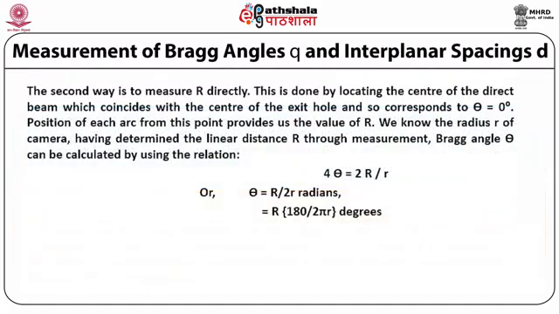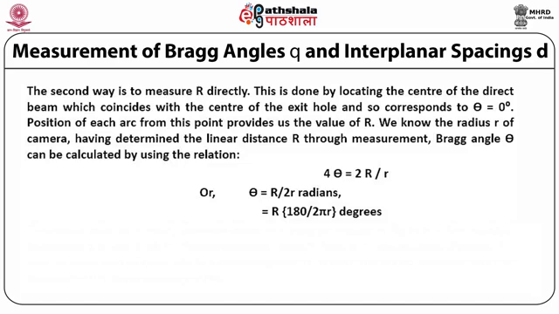The second way is to measure r directly. This is done by locating the center of the direct beam, which coincides with the center of the exit hole and so corresponds to theta equal to 0 degrees. The position of each arc from this point provides us the value of r. We know the radius, small r, of the camera.